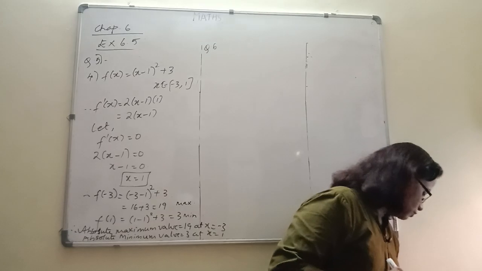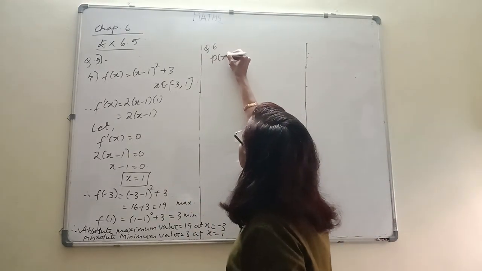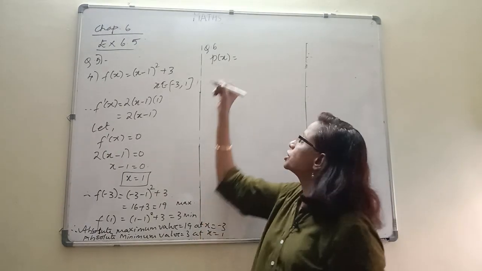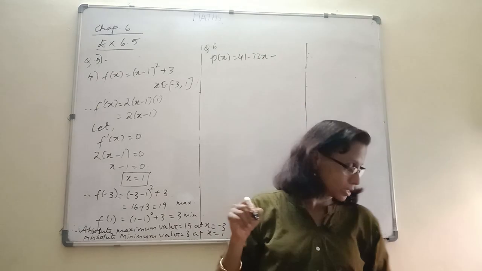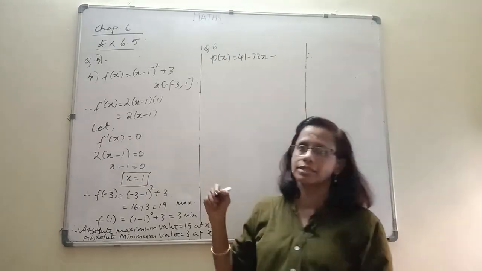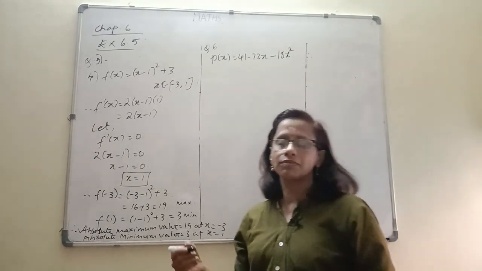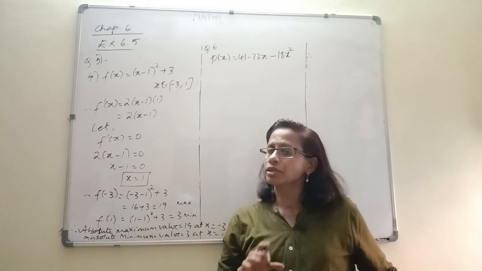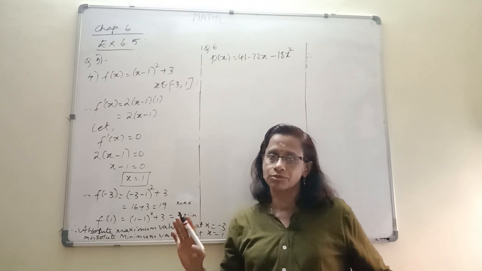So let's write the profit function, and from there let's see how we can get the maximum profit. So p of x is 41 minus 72x minus 18x squared. That's it. There is no interval given to us, so obviously we have to check the maximum at the critical point, because they don't give you an interval. If they don't give you an interval, automatically we check the maximum at the critical point. We don't have other things to do here.